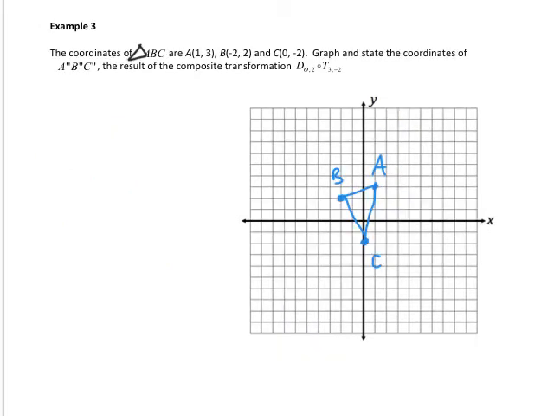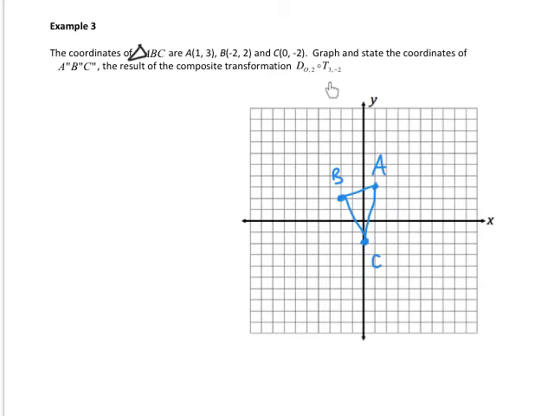We're going to finish with an example of a composition. I've graphed ABC. These are the coordinates for ABC. And I want to graph and state the coordinates of the double prime. And that's a result of the composite transformation of the translation and a dilation. So if you look at your composite function, remember we have to work right to left. So I'm going to apply the translation first and then the dilation.